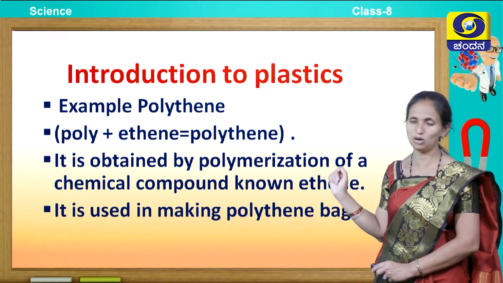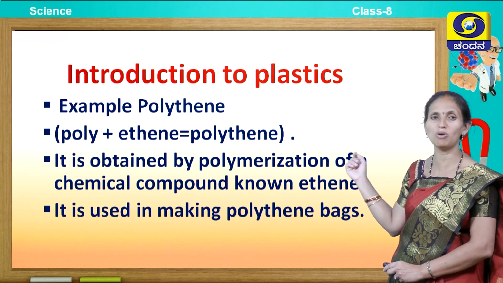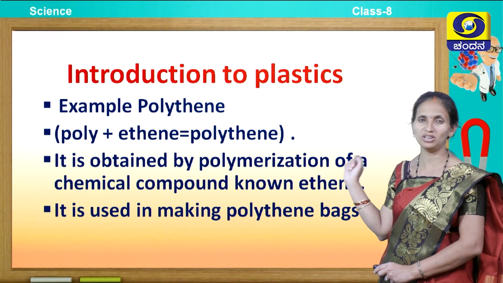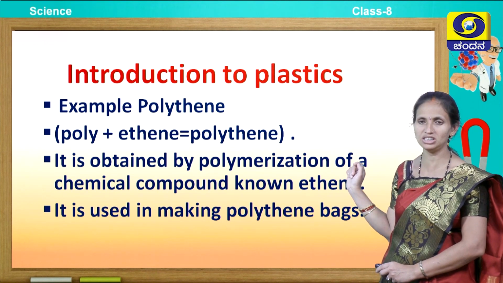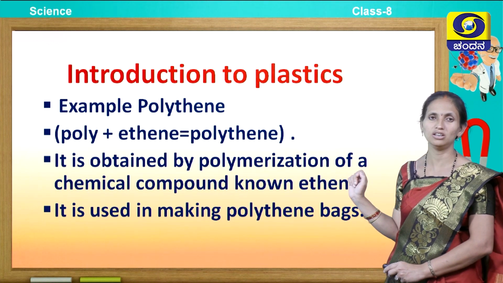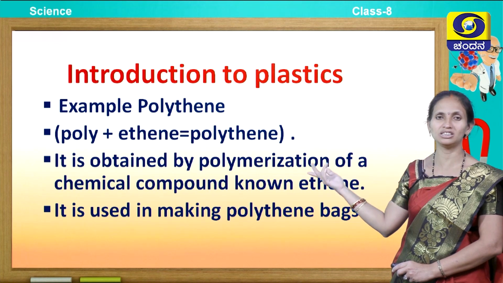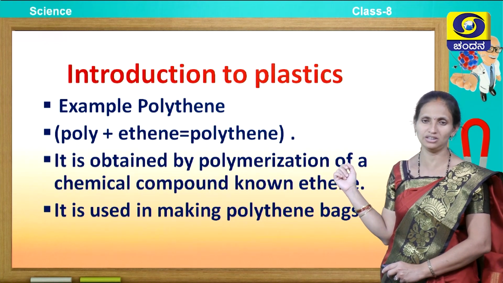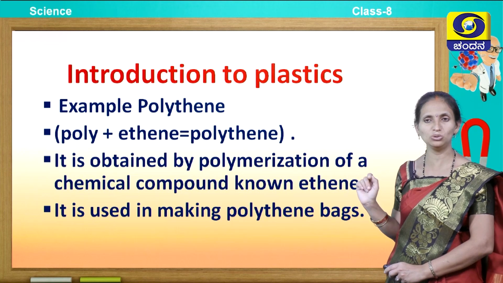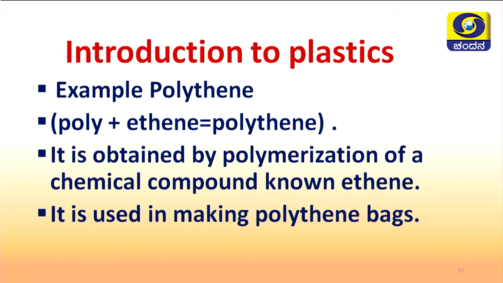Polythene is a plastic. It is obtained by the process called polymerization. Polythene is obtained by polymerization of a chemical compound known as ethene. So, ethene is the chemical compound. When it is polymerized, it results in the formation of polythene. And why is this polythene used? Polythene is mainly used in the making of polythene bags.